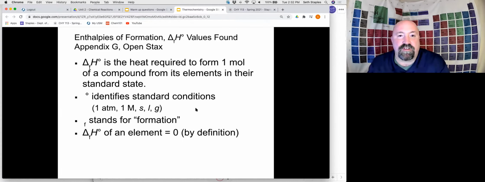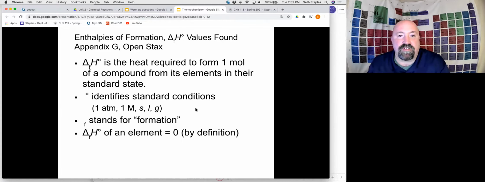And so the way that we actually use enthalpies of formation to calculate the enthalpy of a reaction is we're going to take the enthalpies of formation of all of the products and add those up, and then subtract from that the enthalpies of formation of all of the reactants. This is another symbol, if you haven't seen it: this uppercase sigma just means the sum of.